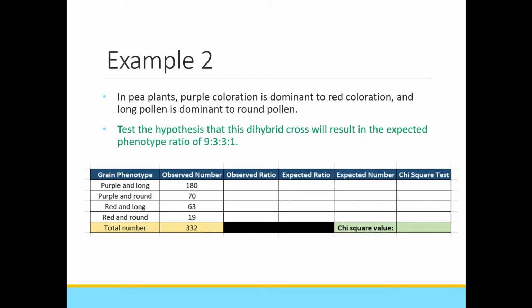And you can try out this next problem here, and you're going to do the same steps that we did with the first example. In this case, we have pea plants, and purple coloration is dominant to red coloration, and long pollen is dominant to round pollen. So follow the same steps and determine the probability of our hypothesis being supported. And once you do that, we can check what the answer is.